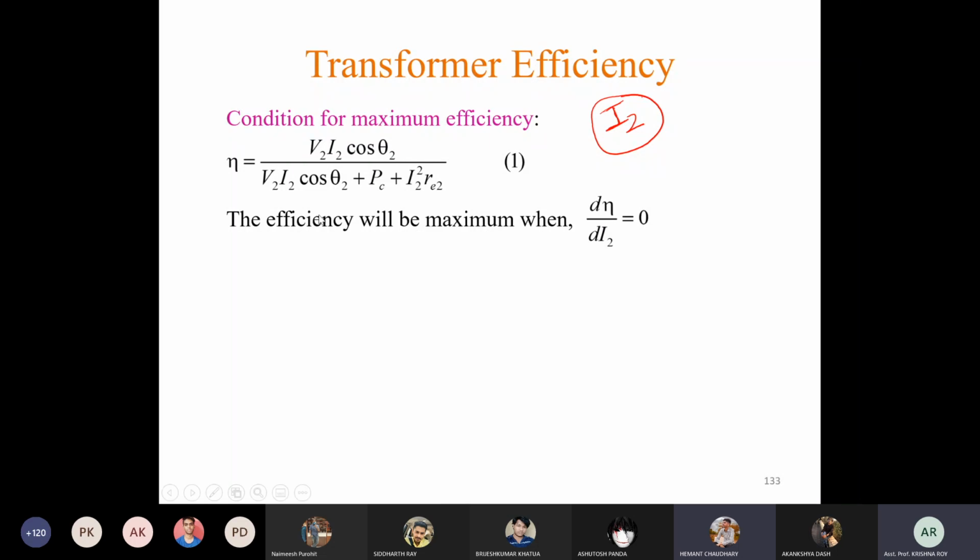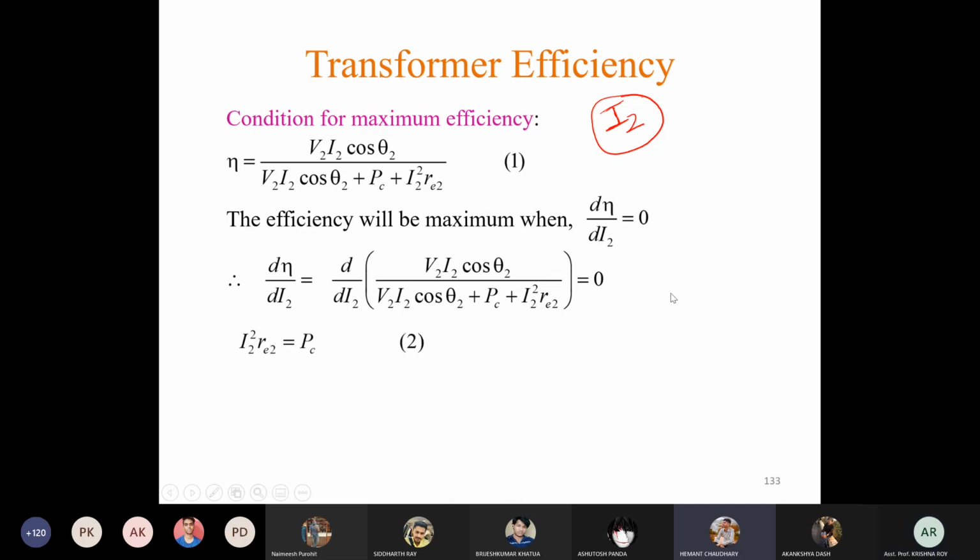So let us see. Taking the derivative of this expression and equating it to 0, we will get the condition for maximum efficiency. If we differentiate this, we will get the condition as I2 square Re2 equal to PC. So you differentiate this and check whether you get this expression or not. That is the condition. Here I have skipped the derivative part, you know better how to differentiate.